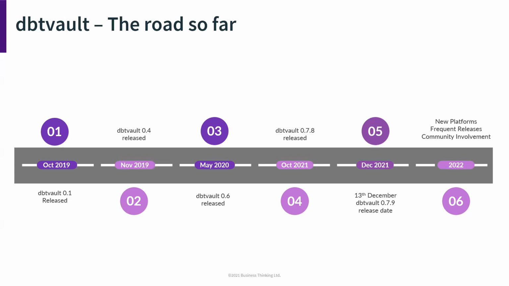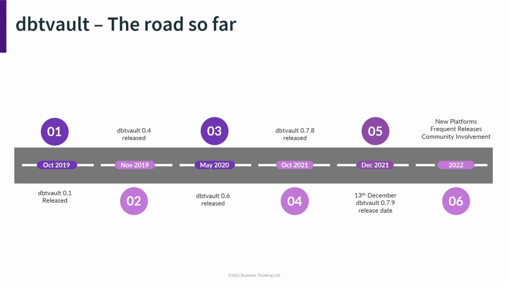So 0.78, October 2021, that was a lot more recent. We've been doing a number of bug fixes. We've been increasing the test coverage significantly. I believe now we've got about 700 tests for each platform. And December 2021, on the 13th of December, as mentioned earlier, is when we are releasing 0.79. So we're going to go into a deep dive into 0.79 in a second.